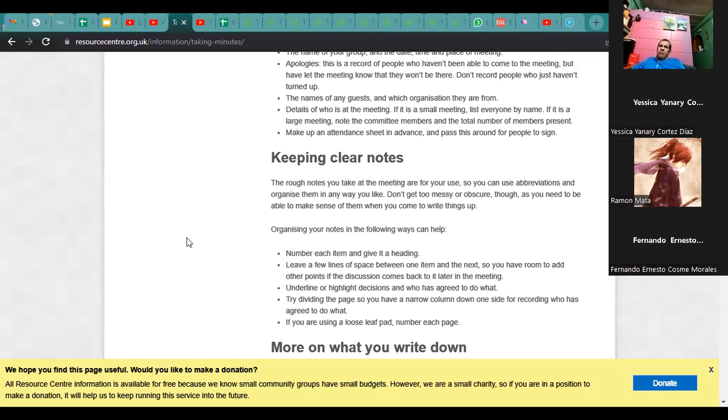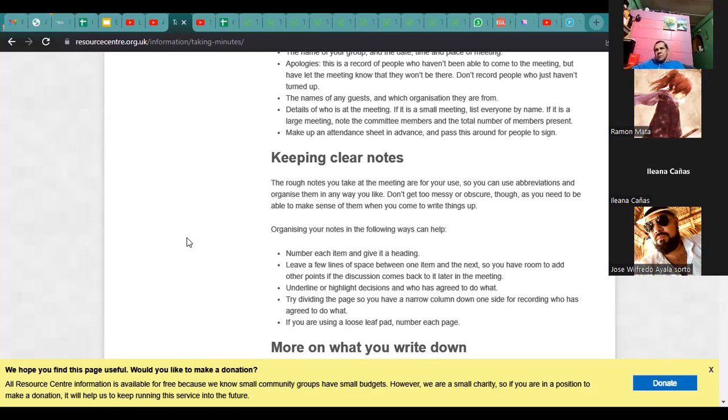Organizing your notes in the following ways can help. Number each item and give it a heading. Leave a few lines of space between one item and the next, so you have room to add other points if the discussion comes back to it later in the meeting. Underline or highlight decisions and who has agreed to do what. Try dividing the page so you have a narrow column down one side for recording who has agreed to do what. If you are using a loose leaf pad, number each page. Good. What do you get in this one?